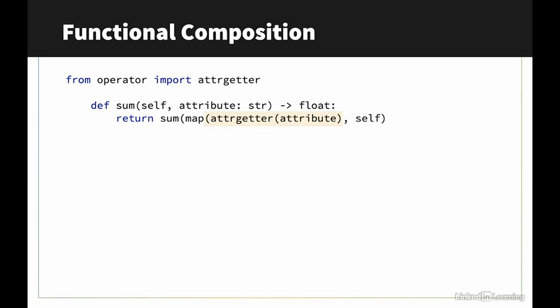First, the attrgetter function is applied to the attribute name, and it creates a function that returns the named attribute value from each sample instance. Then, the map function applies the attribute extracting function to each item in the self collection. And finally, the built-in sum function adds up the values created by the map function from the results of the attrgetter function. Each of these pieces is small and reusable. The overall composite object is built from pieces that can be closed to modification.